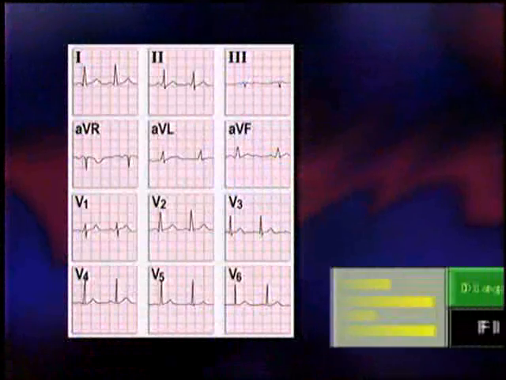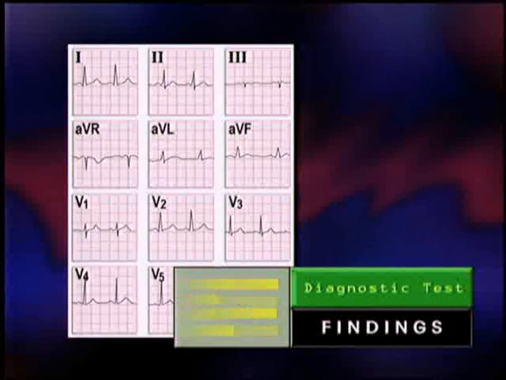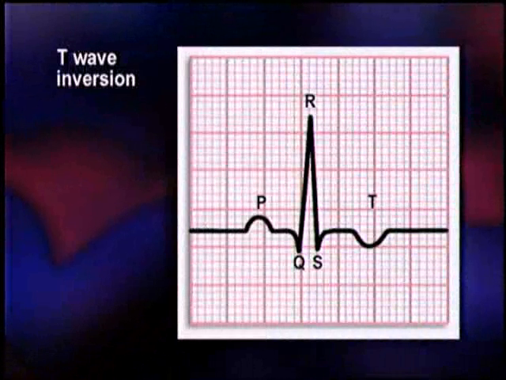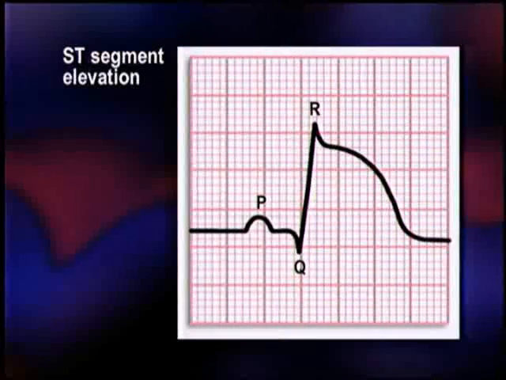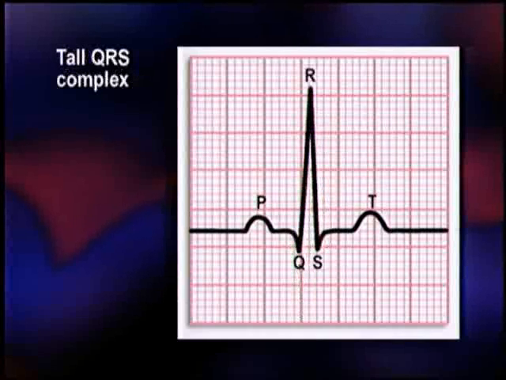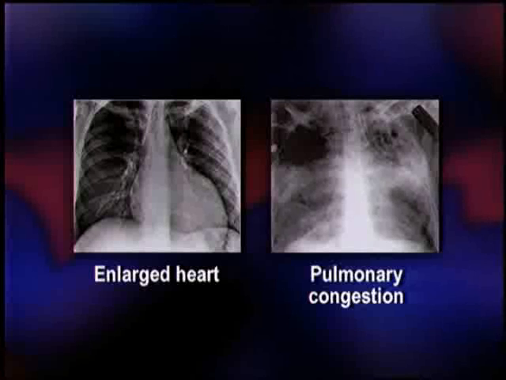If your patient undergoes 12-lead electrocardiography, it may show signs of myocardial ischemia or infarction, such as T-wave inversion, ST segment elevation, or Q-wave formation. Or it may display tall QRS complexes, indicating left ventricular hypertrophy. If he has a chest X-ray, it may reveal an enlarged heart or pulmonary congestion. Either may signal left-sided heart failure or pulmonary edema.